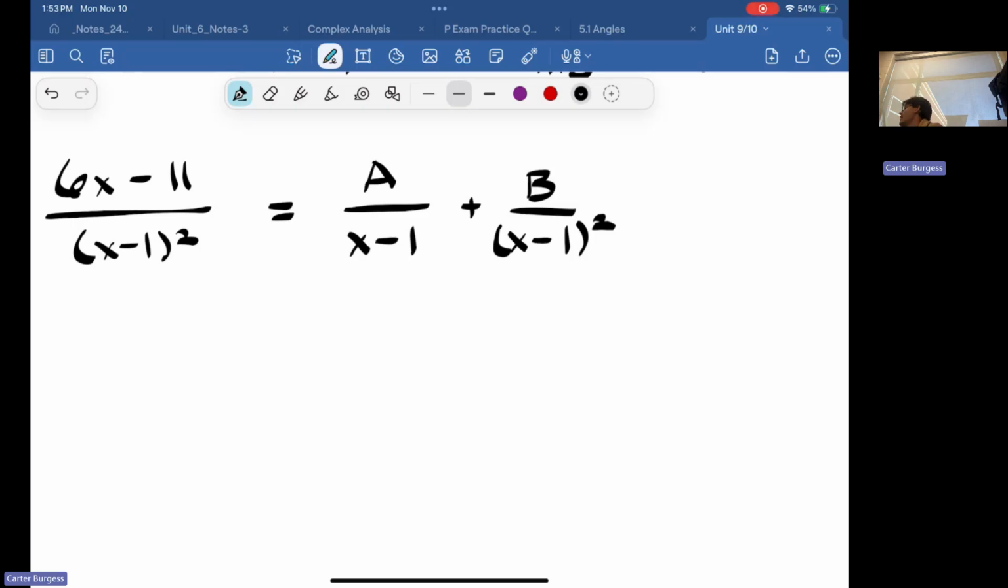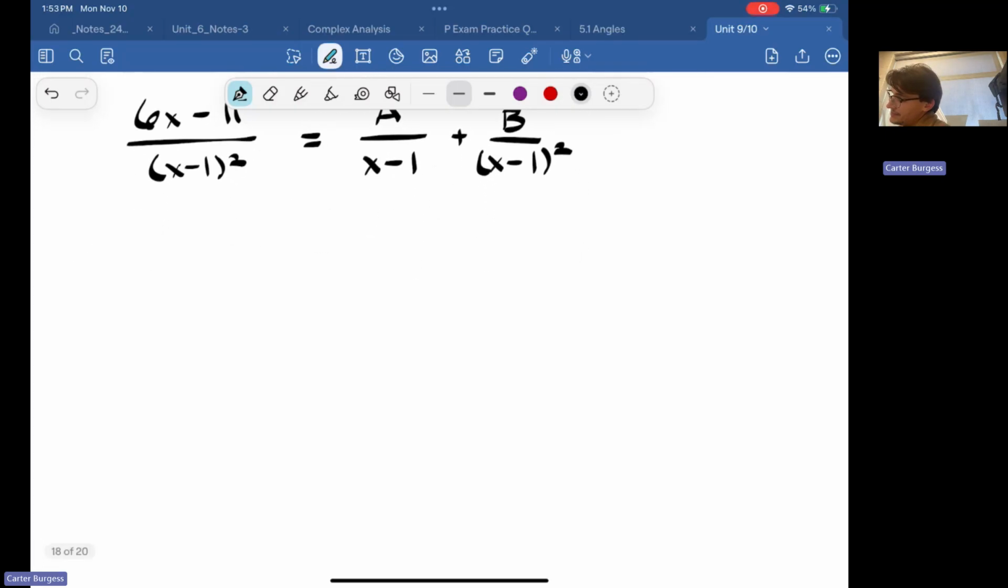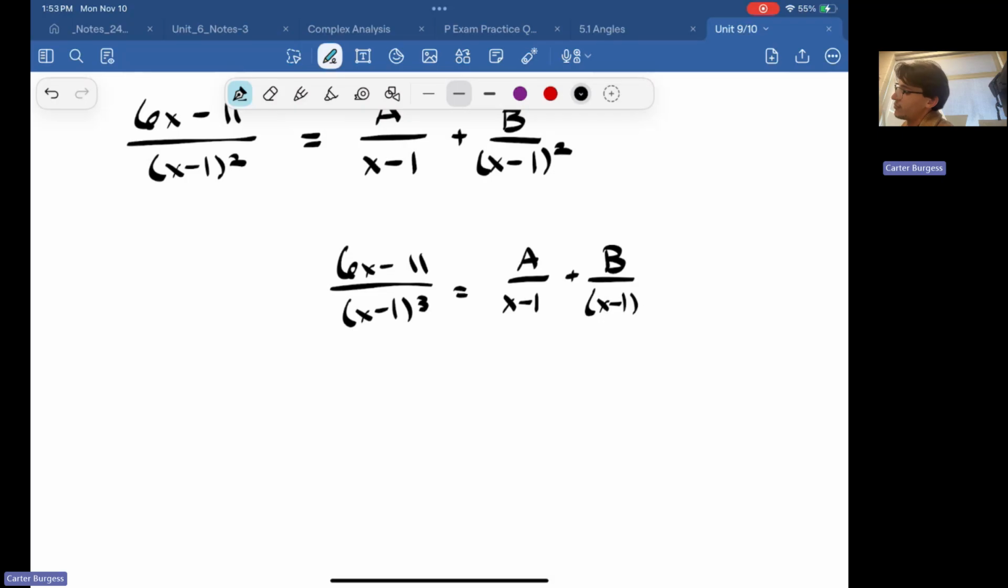That's true of powers of 2, and that's probably the main thing that we will look at. But I will make an aside here. If we had some function, if this was like 6x minus 11 over x minus 1 cubed, we would need essentially 3 terms in our decomposition. We would have one that is linear, like an a over x minus 1. We'd have one that was squared. And then we would have one that is cubed.